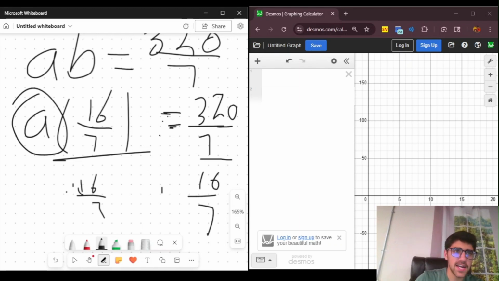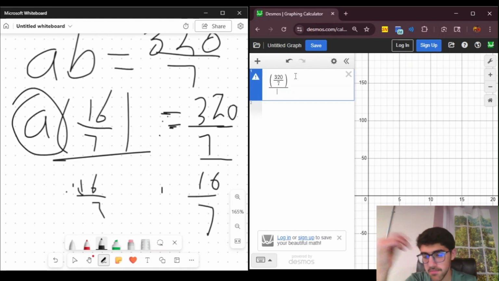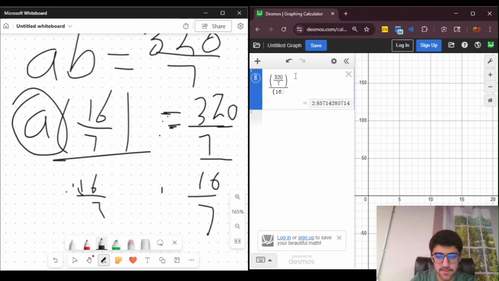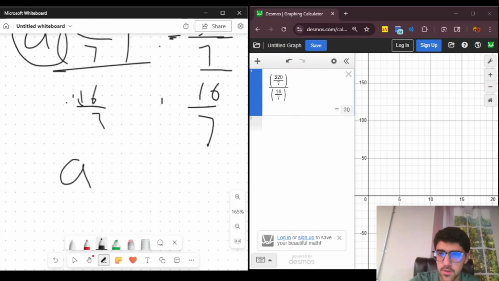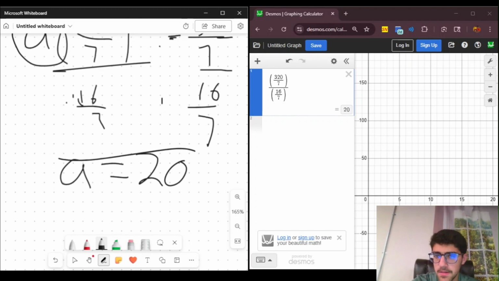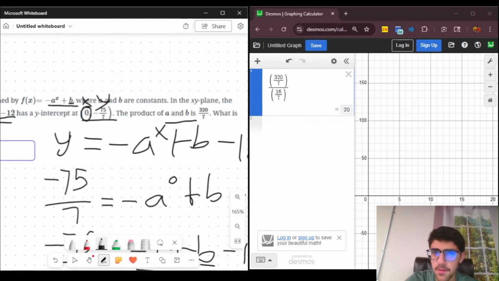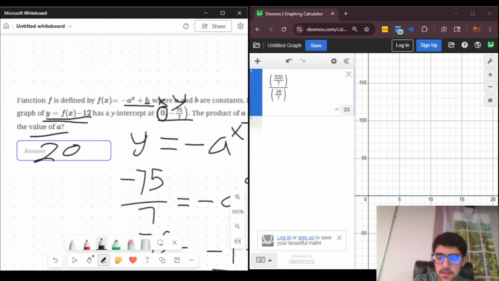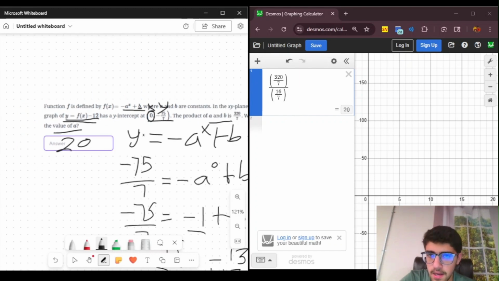Then just put this into the calculator: 320 over 7 divided by 16 over 7. For me, it's better for my brain to put it in parentheses. And then you get 20. So a is equal to 20. And that should be an answer option, I hope. I'm sure of the answer, but I'll take a moment to check it. Yes, that is the correct answer. 20 is the correct answer.